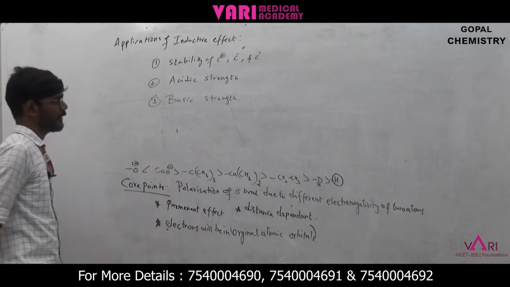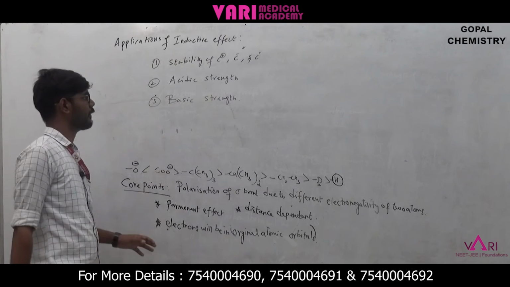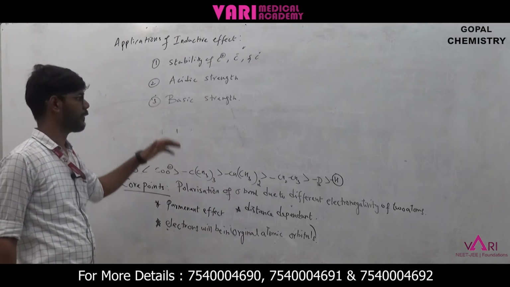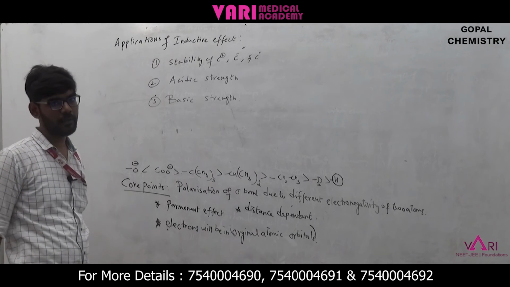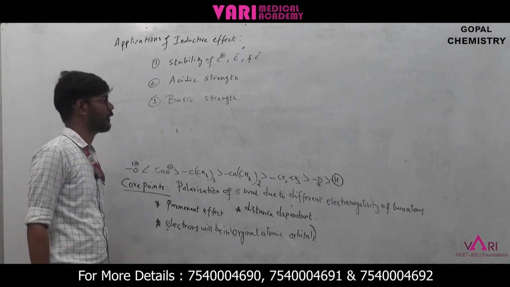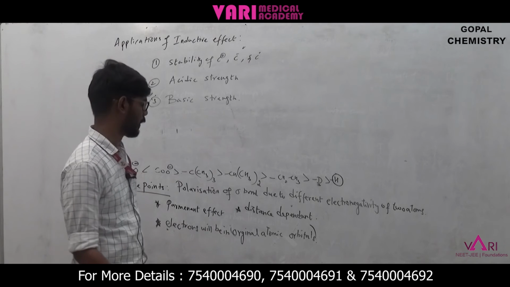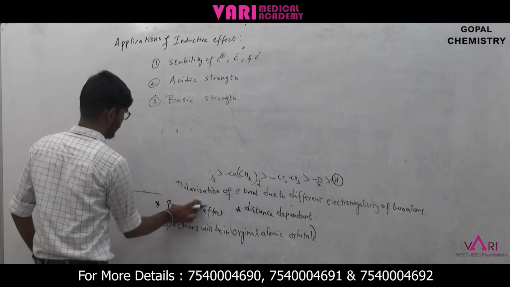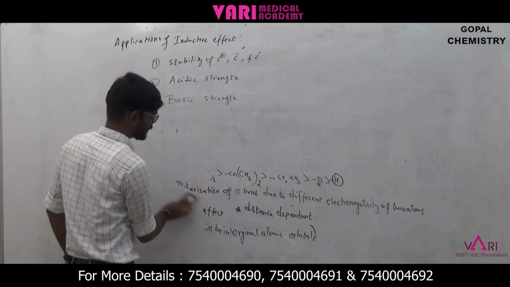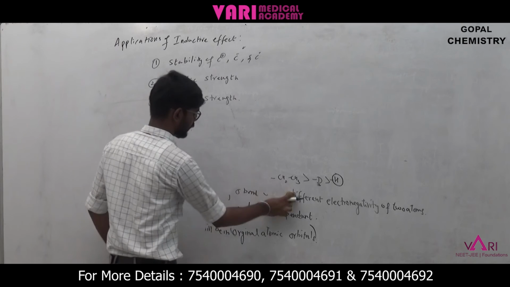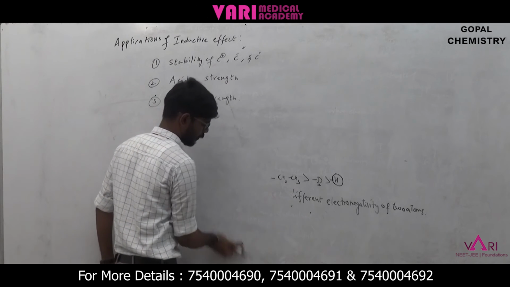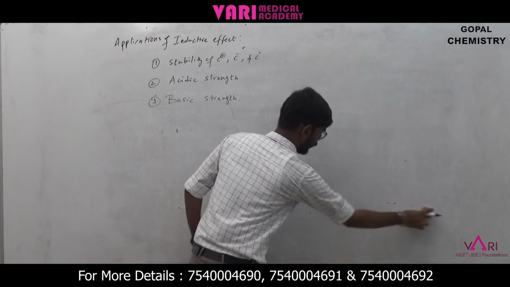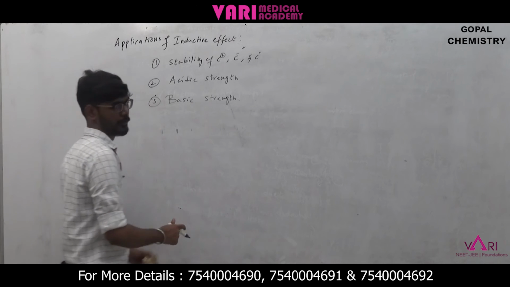Okay, so these applications can be determined by this inductive effect. First of all, the stability of carbocation is determined by the plus I groups. In other words, plus I groups are electron donating groups, so electrons are donated to the carbocation.